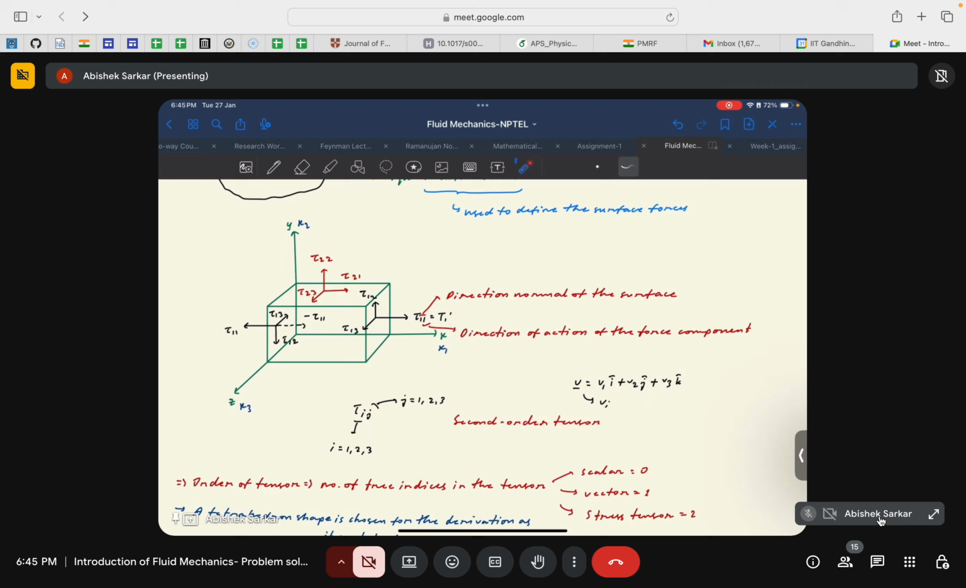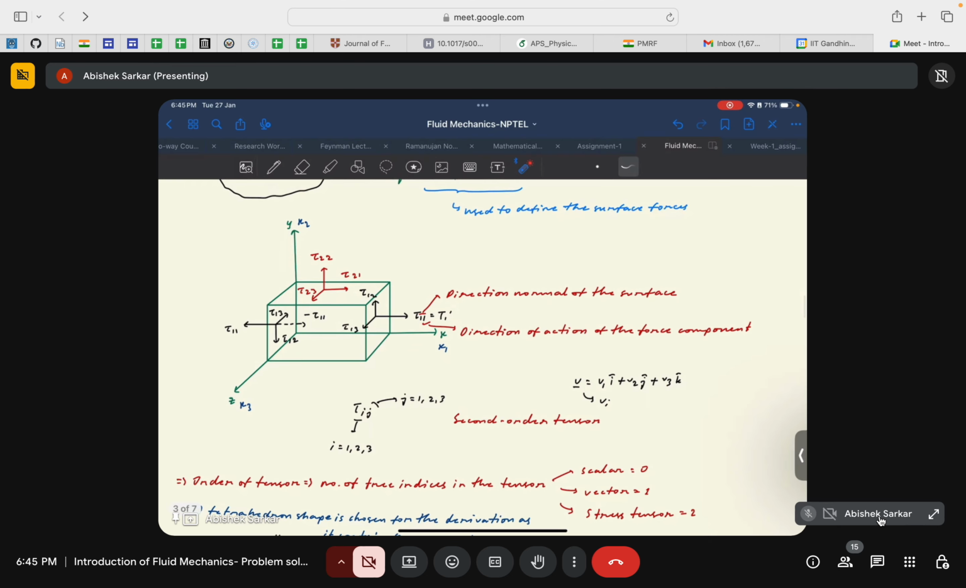The second index, which is 1 here, denotes the direction of action of the force component. Since this stress component acts along the positive x direction, the second index will also be 1. Differences arise when we look at the other force components along this surface. By now you might have understood that this is the normal component, and these two are the shear components, because they act along the surface.